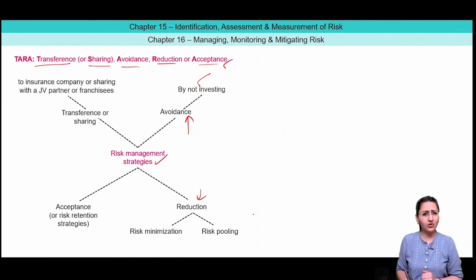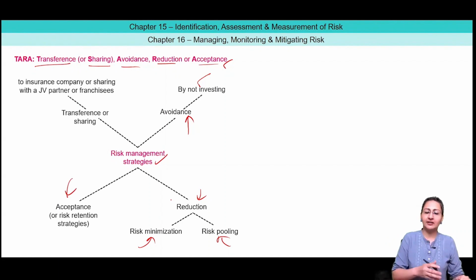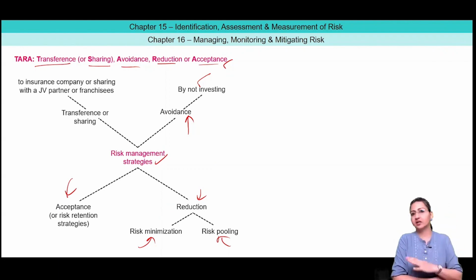Risk reduction, how can you reduce the risk? This risk needs to be taken, but we should reduce it. Pool the risk, minimize the risk, take some steps so that it can be minimized. Join some other company so that the risk can be pooled together. Accept the risk where it is essential and this much is definitely going to happen. This much risk is to be taken anyhow. That is accepting the risk.